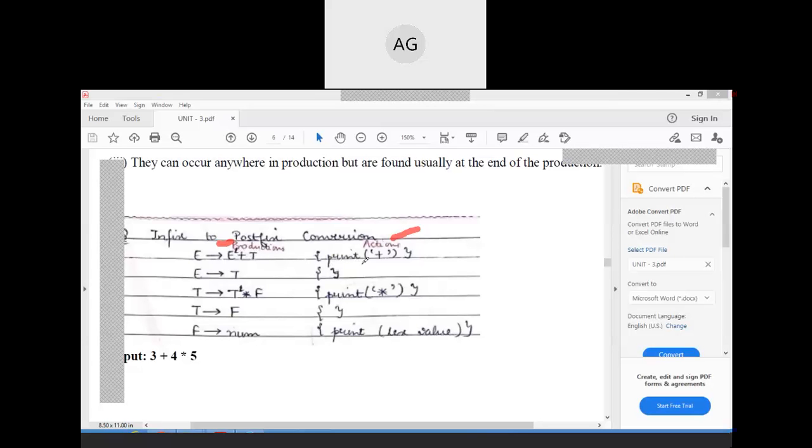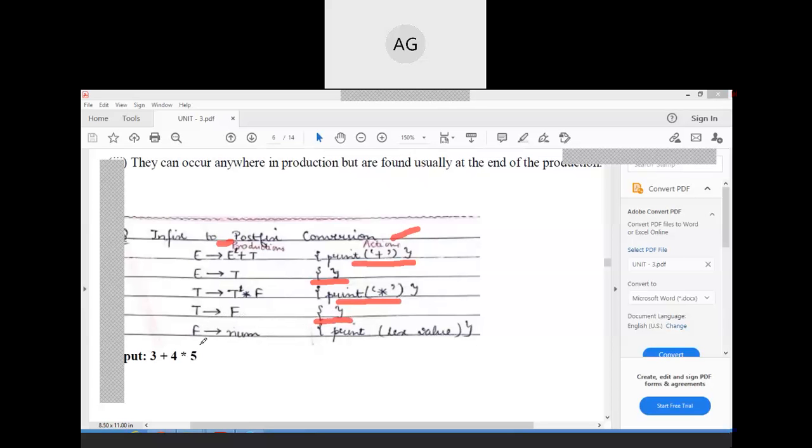And here the action is the print action. Print plus sign is there, as you can see clearly. Then the second production is E produces T, and the action is only the empty braces. Then in the third production, T produces T dash or T1 into F, and here the action performed is we need to print the into sign. And then the fourth production, T produces F, and the action we are going to perform is the empty braces.